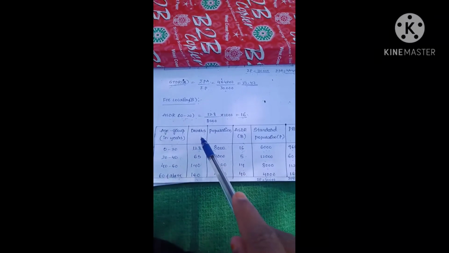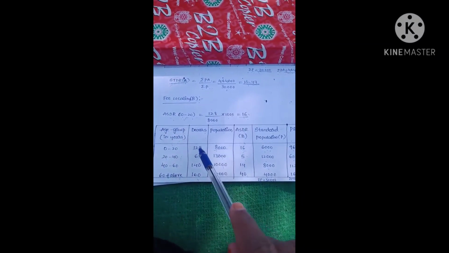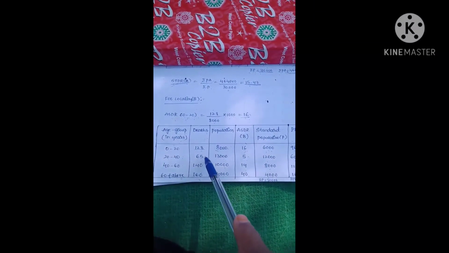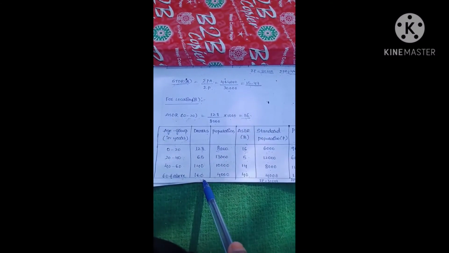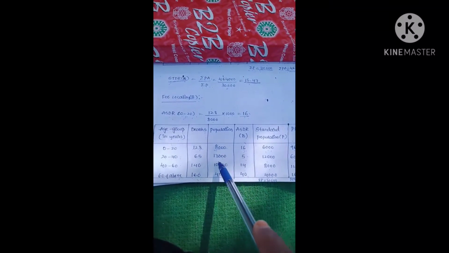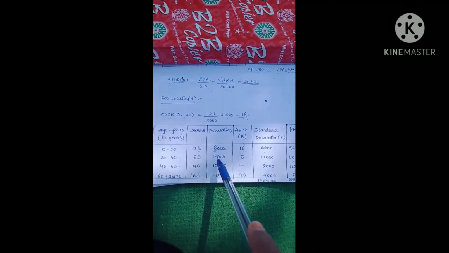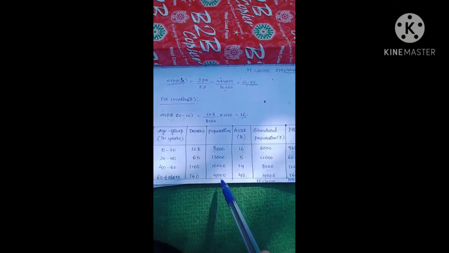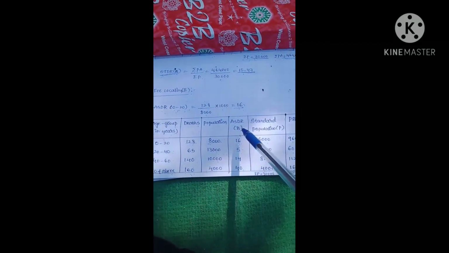Next, deaths. Which type of deaths do we have to write here? Locality B deaths values: 128, 65, 140, 160. Next, write population. Which type of populations here? Locality B populations we have to write: 8,000, 13,000, 10,000, 4,000.